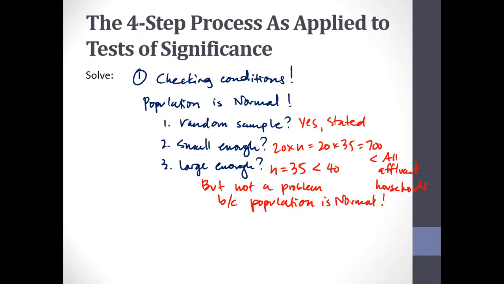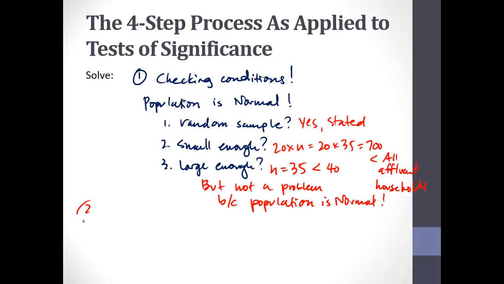So for good practice, always write out all three of the conditions, because we always want to make sure we have a random sample. That's always important. But if the population is normal, then that large enough condition is not really important. So because we have a normal population, we're okay to proceed here. All right.